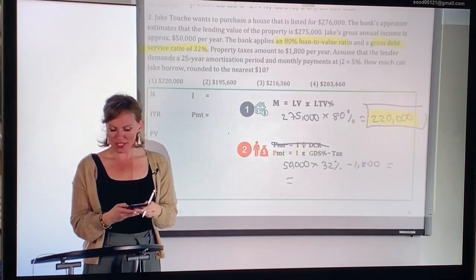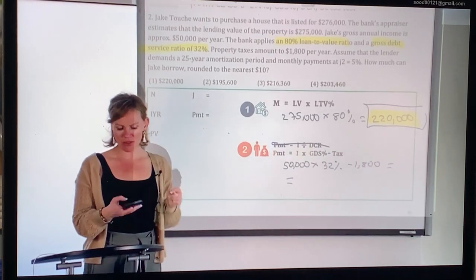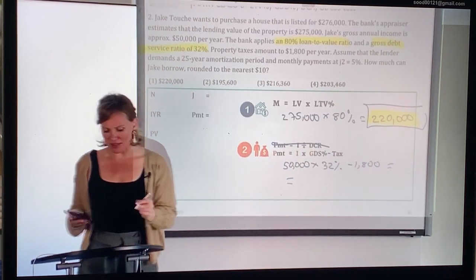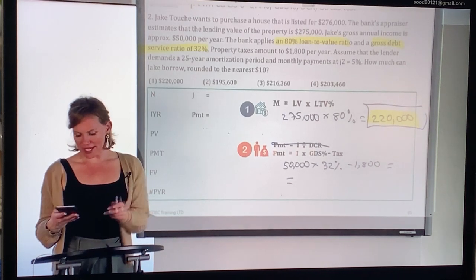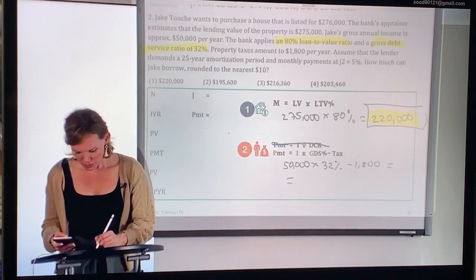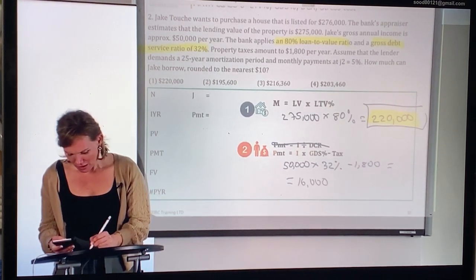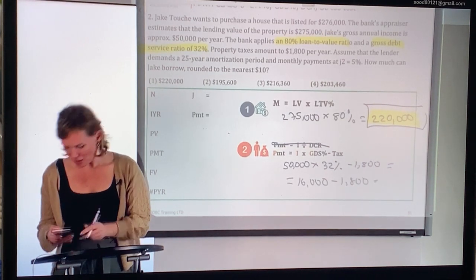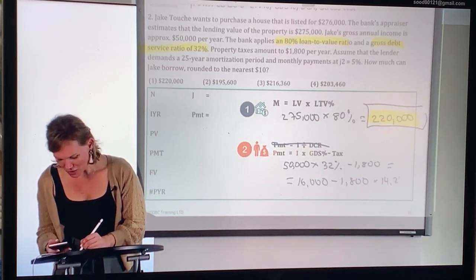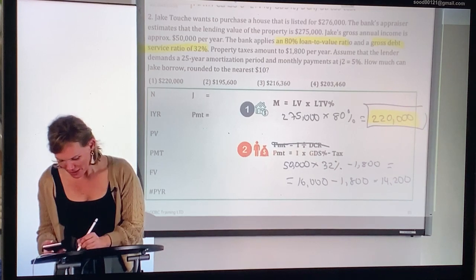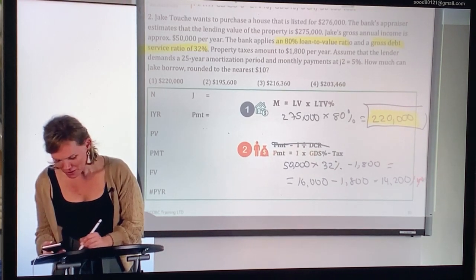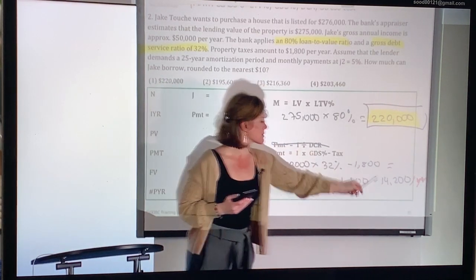So 50,000, you're going to times it by 32. Press percentage on top of your recall button, okay? Press equals, you'll see 16,000. Okay, and then you're going to do minus the 1,800 out of it. So I got 16,000 minus 1,800 equals 14,200. That is my payment per what? That's a payment per year, right? So that's my payments per year. So that's 14,200. That's my payment per year.